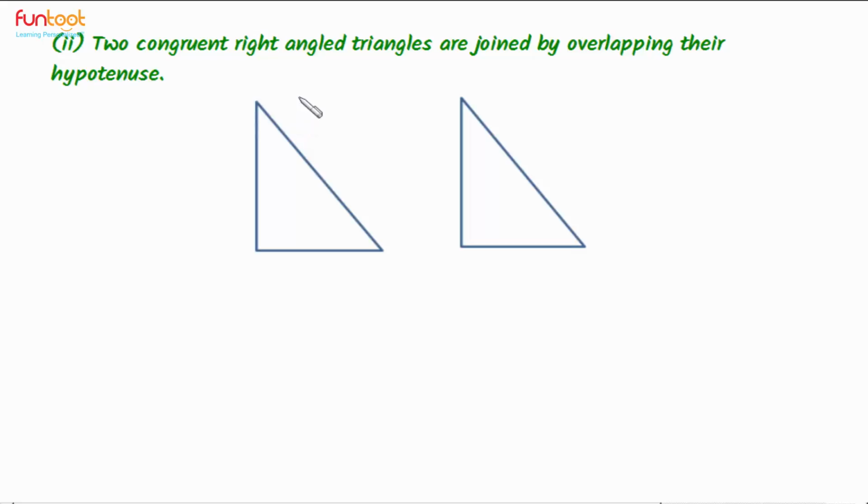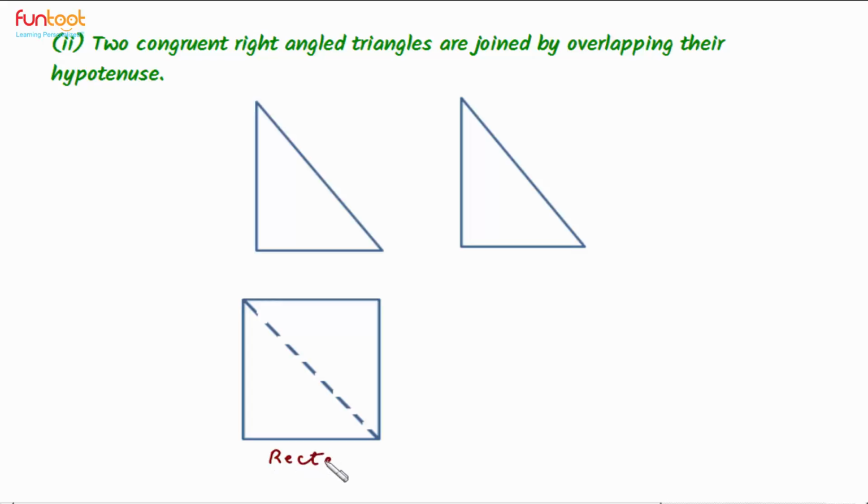Let's take the second case. Two congruent right-angled triangles are joined by overlapping their hypotenuse. So these are two congruent right-angled triangles and we will join them along the hypotenuse. One way of joining the right angles across the hypotenuse can be this. And we can see that the resulting quadrilateral here is a rectangle. So a rectangle is being formed here.